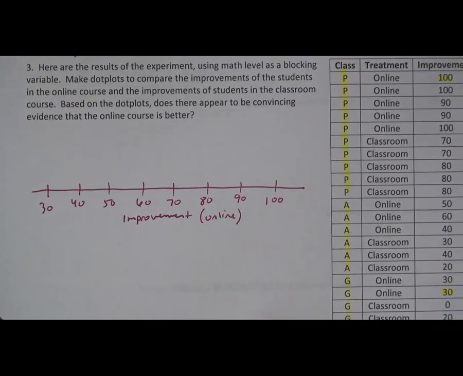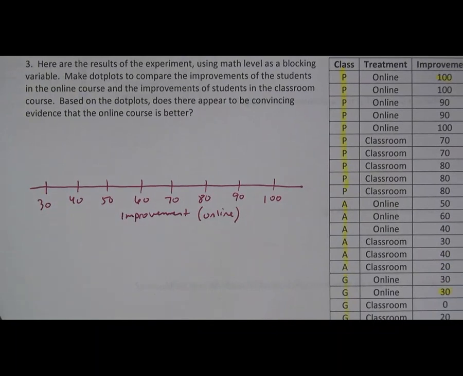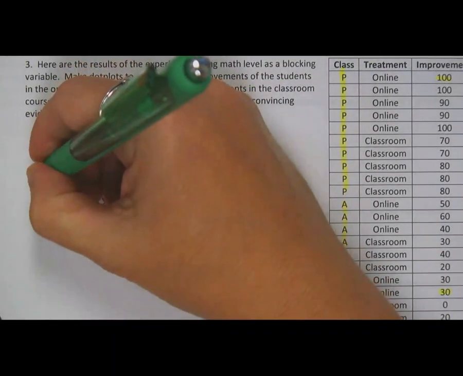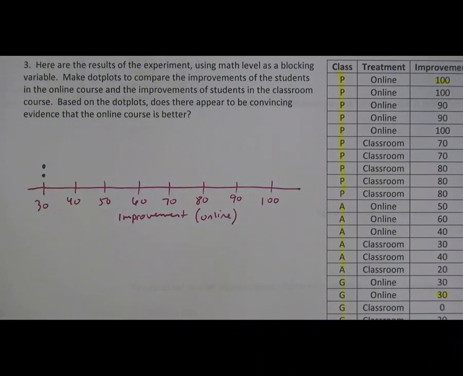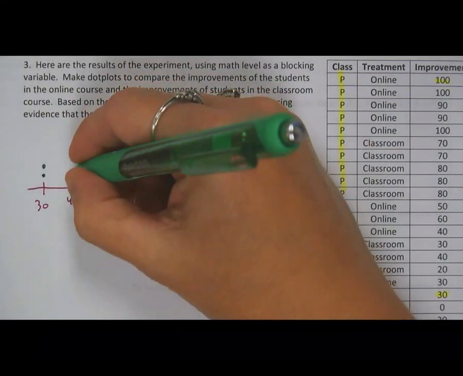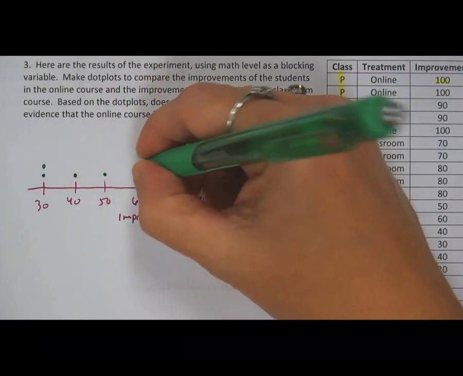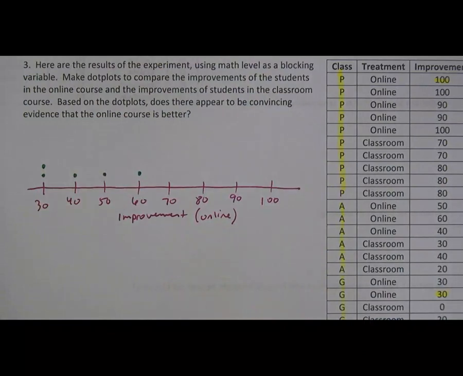I'm just going to plot all of the online data. I'll probably just go from the bottom up. So online is 30, 30, 40, 60, 50. 100, 90, 90, 100, 100.